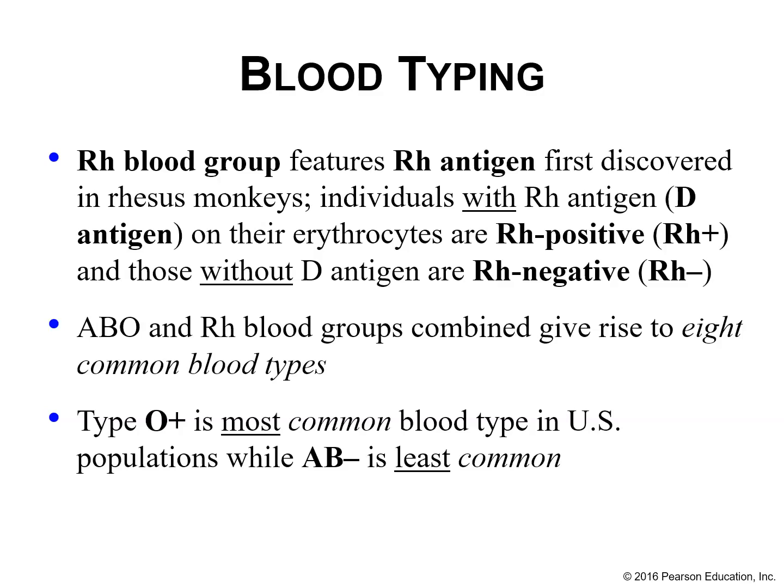Now, the RH blood group features the RH antigen, which was first discovered in the rhesus monkey, and that's how we got the name RH, on their red blood cells. So if you have the RH antigen, that means you're RH positive, and those without the antigen are called RH negative, also called the D antigen. The ABO and the RH blood groups combined give rise to 8 common blood types. Type O positive is the most common blood type in the United States. I think it represents about 48%. AB negative is the least common blood type, and that's less than 1%.